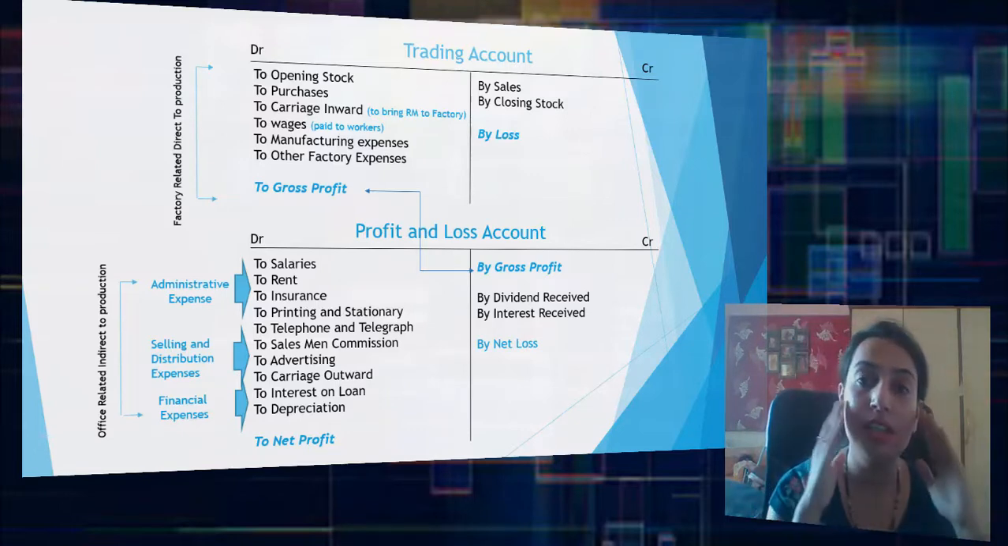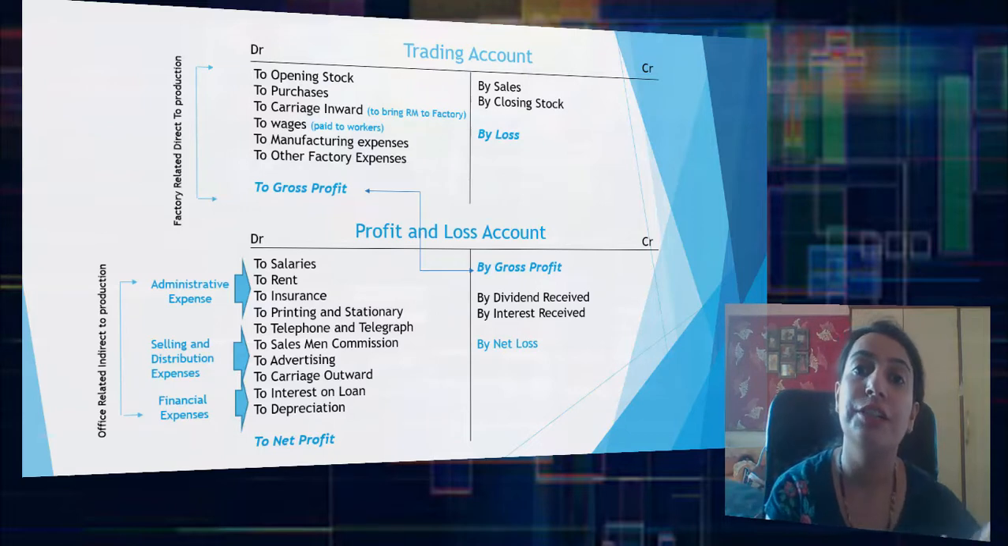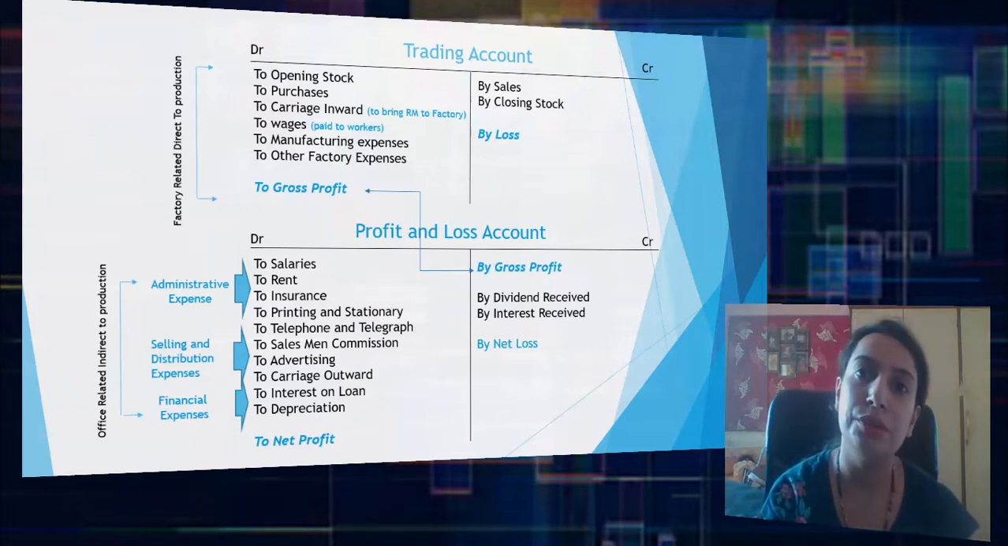Now, just keep this thing in mind that trading account means all the expenses or incomes which are related to factory, and P&L account means all those which are related to office that will be recorded.